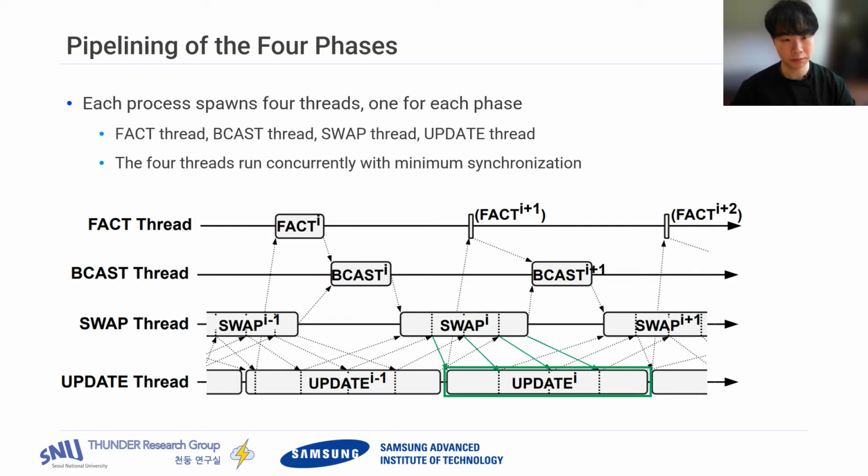The update thread updates the trailing submatrix chunk by chunk. For each chunk, it waits for the swap phase of that chunk to finish. Then, it runs BLAS routines to update the chunk on the GPU side.